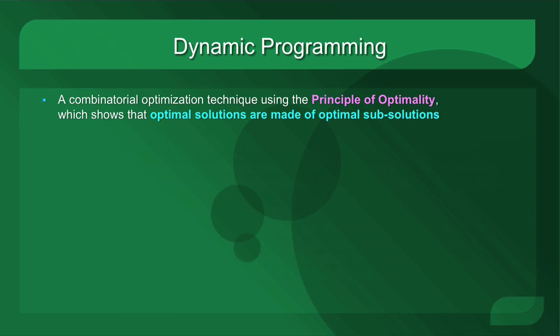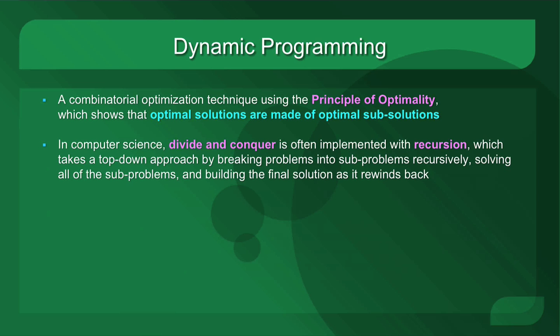So dynamic programming is technically a combinatorial optimization technique using the principle of optimality, which is something that he defined and talked about a great deal in his books and his papers, and showed, by graphs and proofs that optimal solutions are made of optimal sub-solutions. And we're going to revisit that idea as we look at several different problems. But before we do that, let's look at a couple other definitions here.